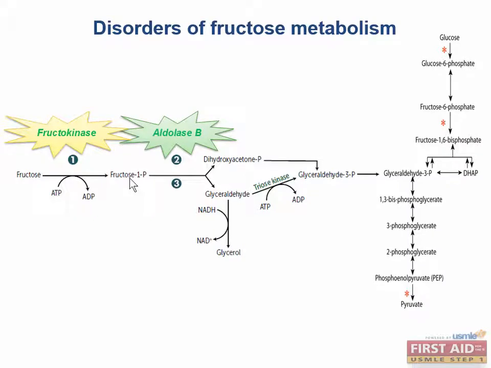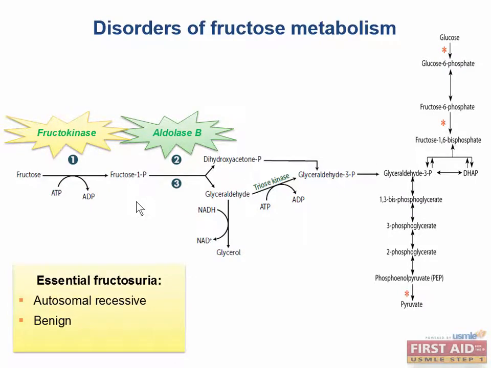The enzyme aldolase B then converts that fructose 1-phosphate that we just made into a dihydroxyacetone phosphate and a glyceraldehyde. The enzyme triose kinase can then combine that glyceraldehyde with an ATP molecule to create a glyceraldehyde 3-phosphate, which is one of the substrates of glycolysis. This is a normal, healthy patient. Now, what happens when you're missing the key enzymes in this pathway?